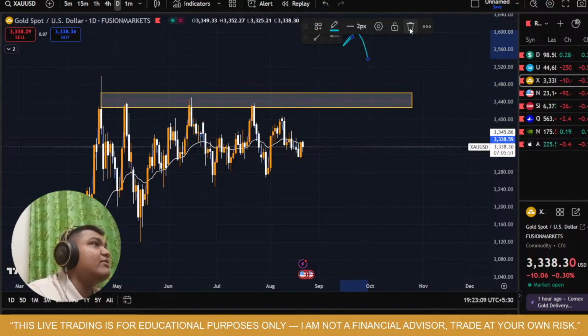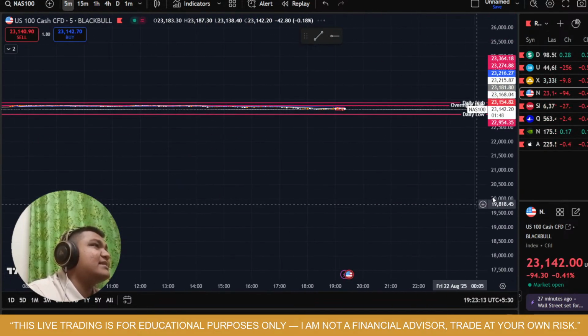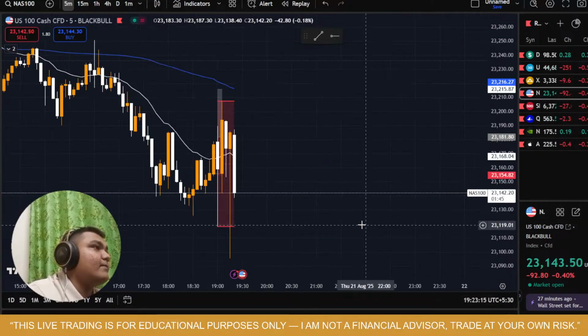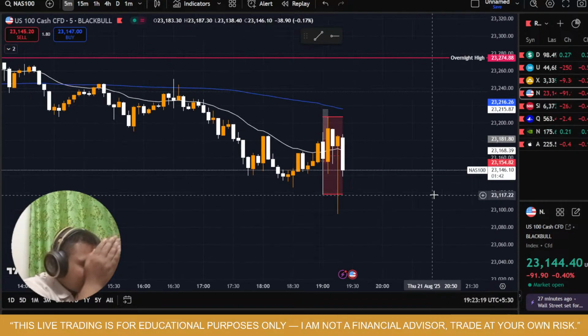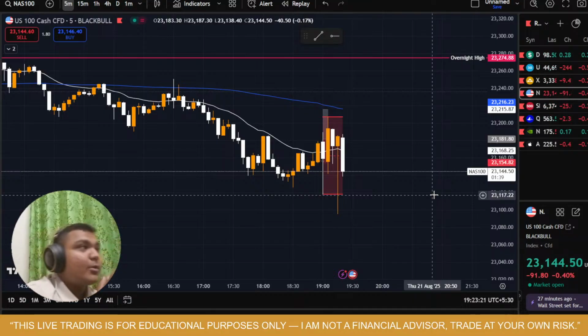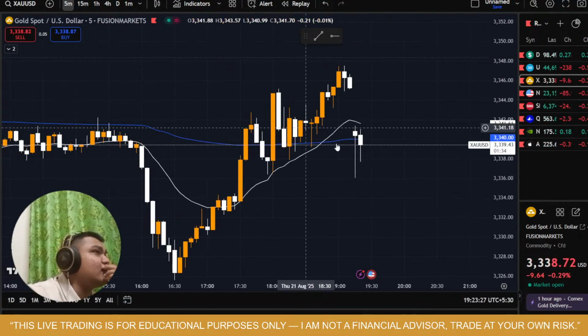Okay, look at how Nvidia started dumping again. Wow, started dumping again. See, this is the point. That's how I avoid trading, because if it wants to move, it can continue going. Okay, so let's analyze the gold. We are analyzing the gold.